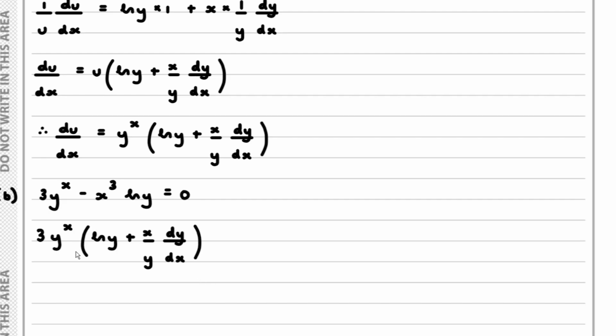So I've got 3 multiplied by y to the x times the natural log of y plus x over y dy over dx, and take away the differential of x cubed times the natural log of y. Well, here we'd have to use the product rule. So I've got x cubed times the derivative of the natural log of y with respect to x, which is 1 over y dy over dx, plus the derivative of x cubed, which is 3x squared, multiplied by the natural log of y. And differentiating 0, we end up with 0.